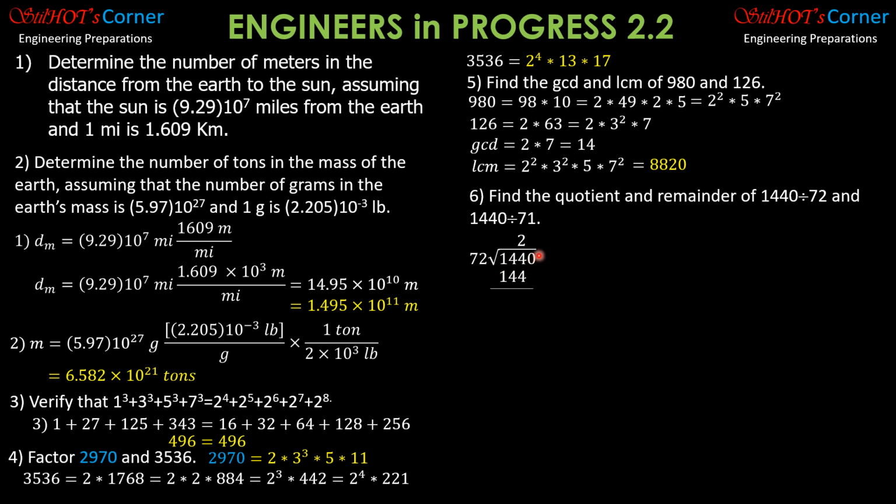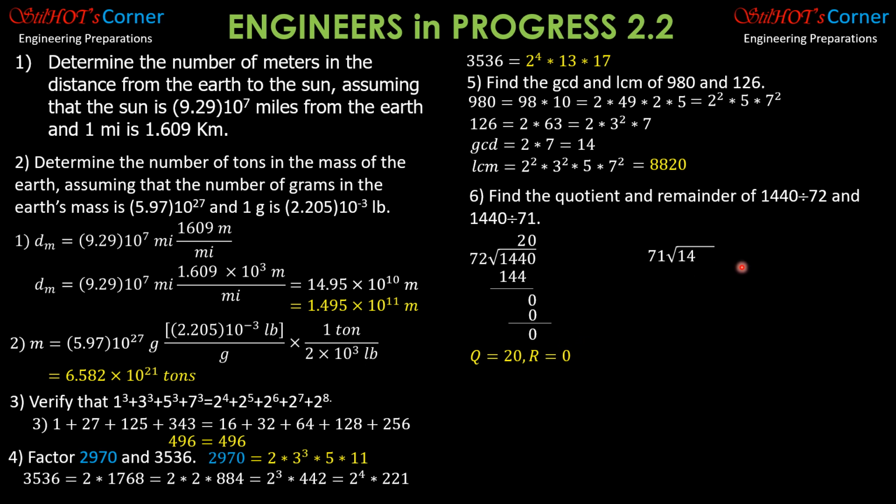Then we have another remaining 0 here. Bring down 0. So 0 divided by 72 is 0. 0 times 72 is 0. Subtract, so there's no remainder. The remainder is 0. So the quotient is 20. Remainder is 0.